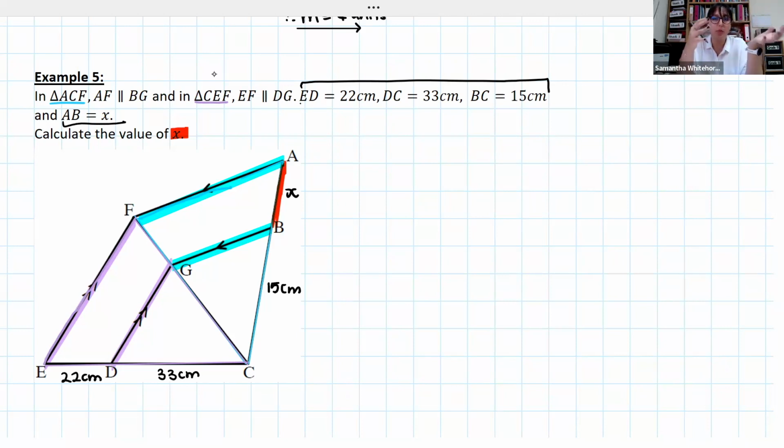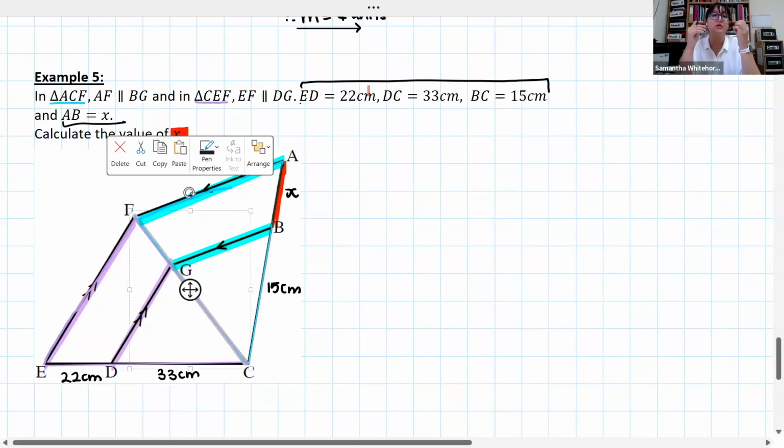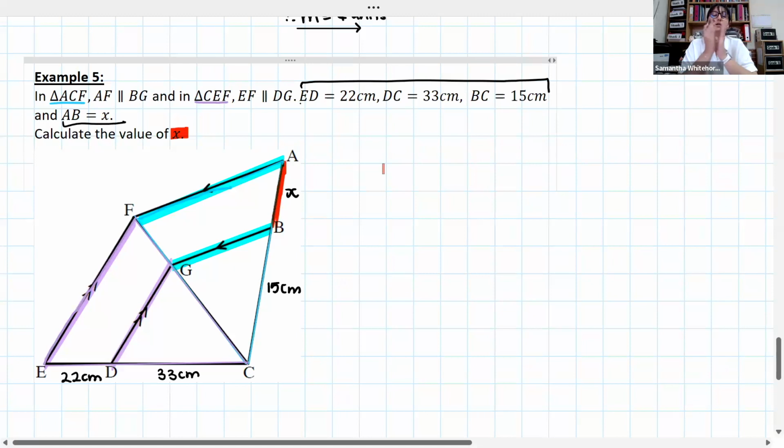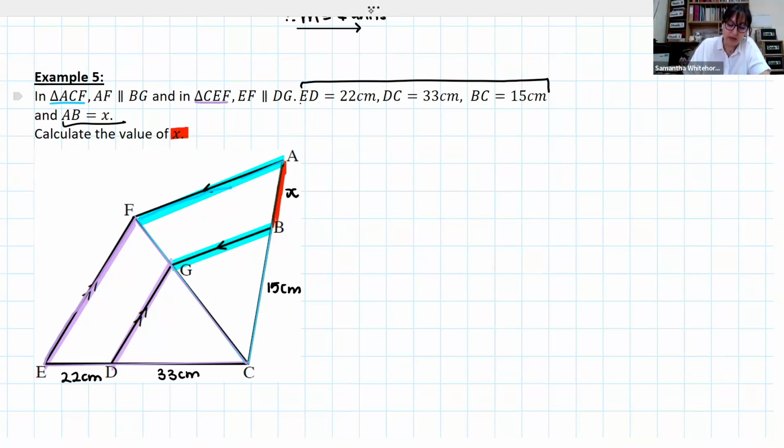I can't set up a proportion because I don't have enough information. I have no idea what FG or GC are, so I can't set up a proportion there. That makes it a little trickier for me to find what X is. But because I've got 2 triangles connected with parallel lines, automatically we need to be thinking, okay, I'm going to have to set up a proportion in my first triangle, and that will then lead me into my second triangle. That's exactly what we need to do.